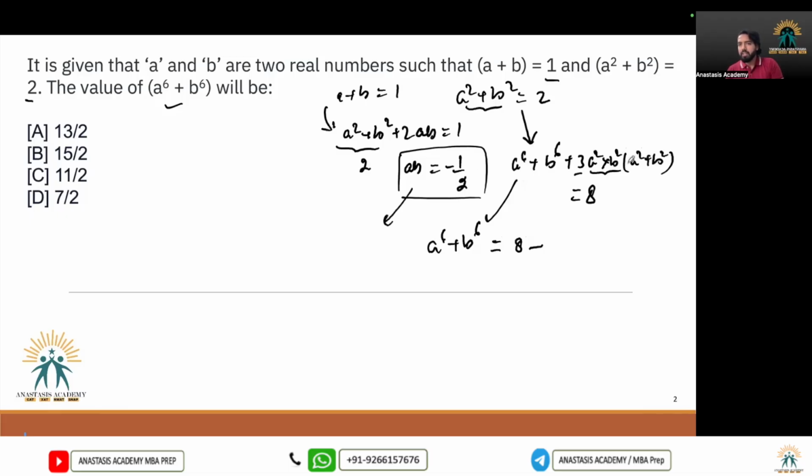And I get the value of ab whole square by squaring this term. So a square b square is equal to 1 by 4, correct? So also a square plus b square is 2, right? And this term is 1 by 4 into 3. So I get the value of this expression as 2 gets cancelled, minus 3 by 2. So 8 minus 3 by 2 is the value of a raised to the power 6 plus b raised to the power 6. So I get the answer as this is 16 minus 3, 13 by 2. So correct answer is option A.